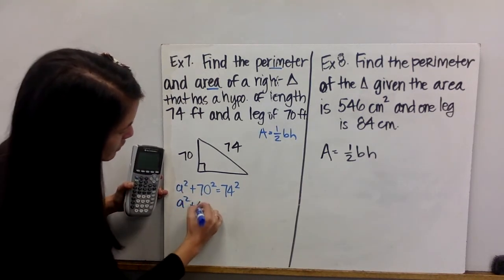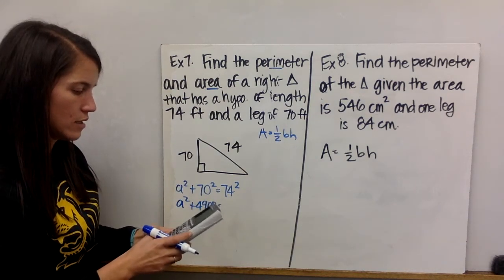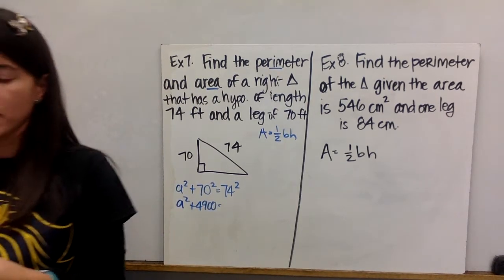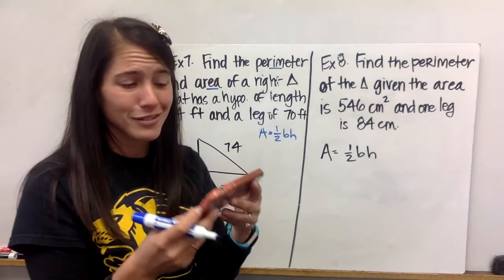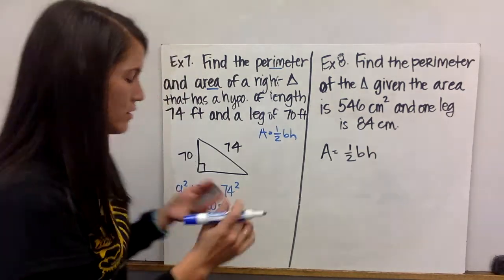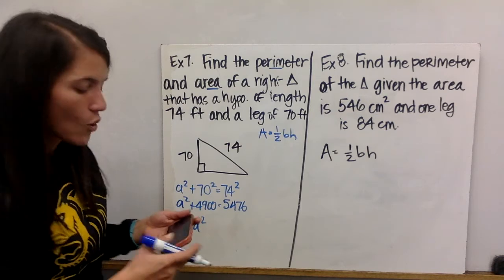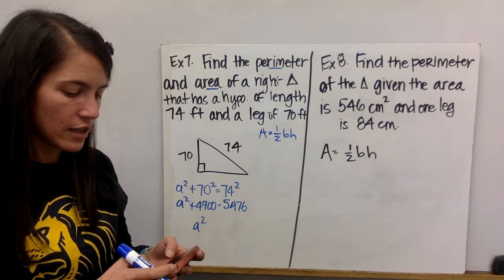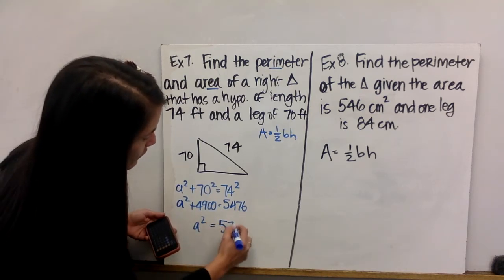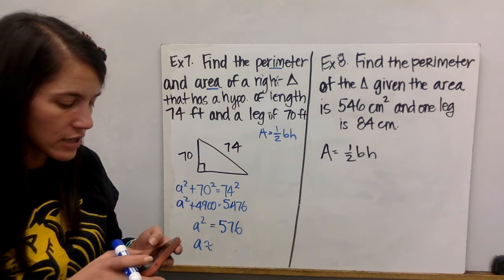A squared plus 4,900. Let's see, 70. Uh-oh, my calculator's dying. I'm going to have to try to use my phone calculator, and I really don't like this. Okay, 74 times 74, 5,476. We subtract 4,900, and we get 576, and the square root of 576.